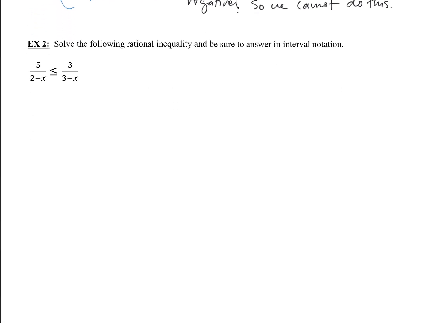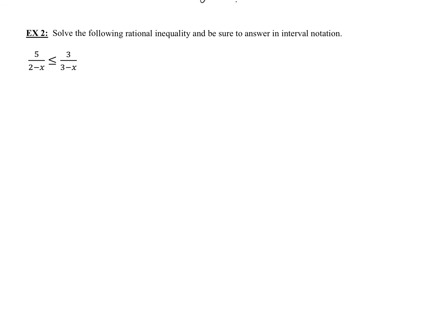All right, so let's take a look at example 2. Solve the following rational inequality. Be sure to answer in interval notation. Since we can't just multiply across by the fractions, we're going to have to choose a different method. We're still going to follow the steps we had above, which is to set this equal to 0. So let's subtract the 3 over 3 minus x from both sides. Then we have to do the building up property, because we're not allowed to multiply across by a binomial, since we don't know if we should flip the sign or not.